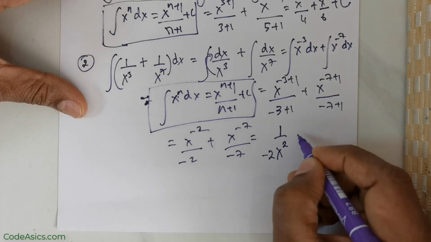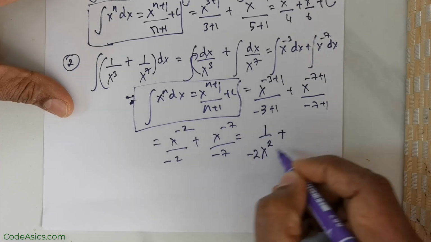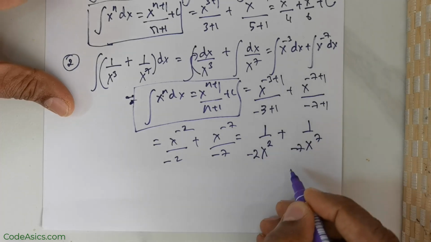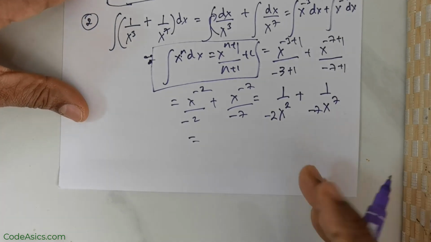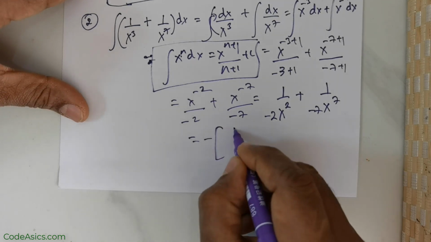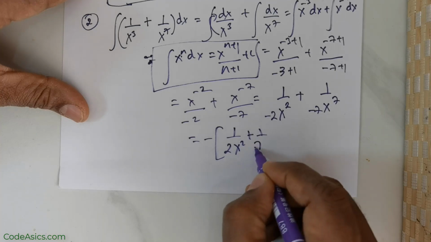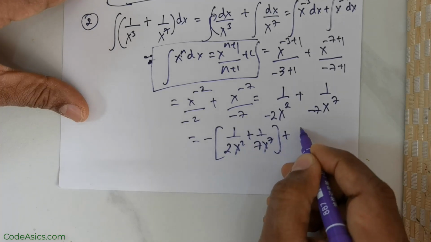You have a 2 there with a negative sign, and similarly you bring this x raised to the power of negative 7 down, so it becomes positive, you got a 7 there. Now you can rewrite this by taking a negative sign out, so 1 over 2 times x squared plus 1 over 7 times x power 7 plus arbitrary constant c.